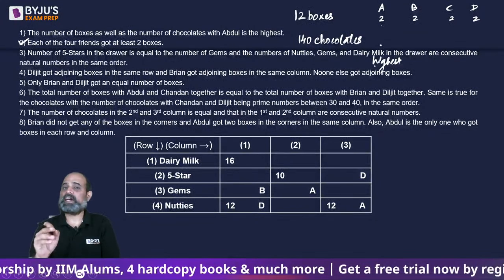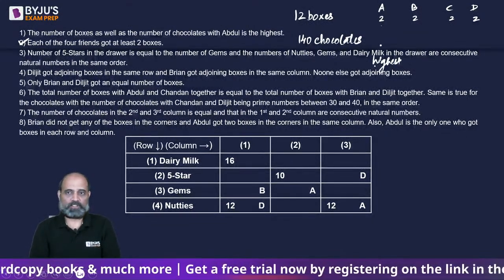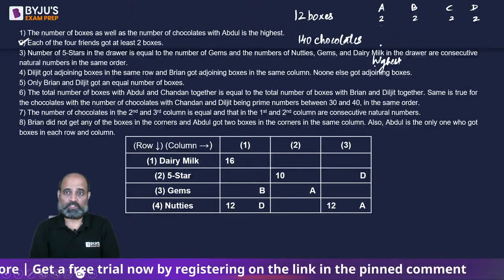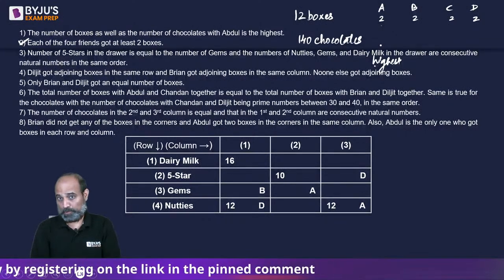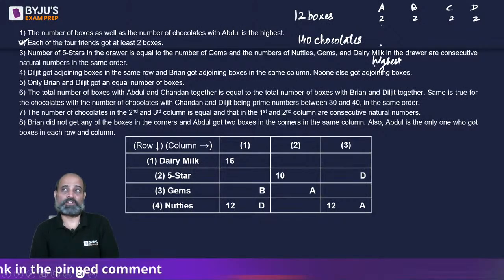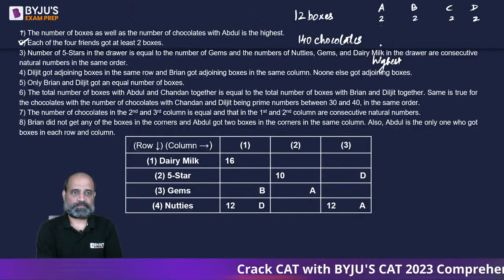So Abdul must have 3. Suppose if Abdul has 3 boxes and we need 12, somebody else will also have 3, right? Because 3 plus 2 plus 2 is not 12. So Abdul needs to have 4. If Abdul has 4, then 4 plus 2 plus 2 is going to be a total of 10. 2 more has to be assigned. It can be given to Abdul only or it can be given to B, C, D, at least one of them, right? So we don't know that part.